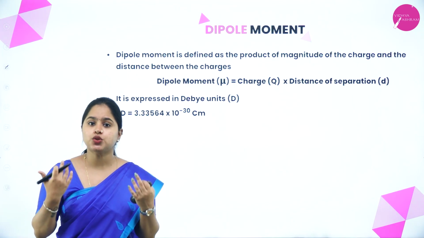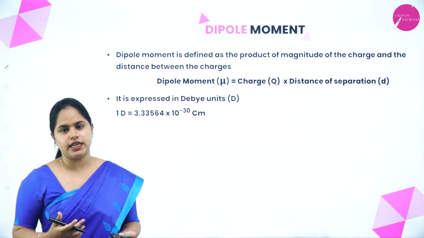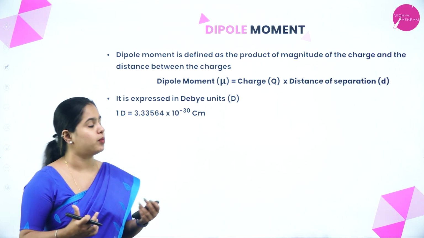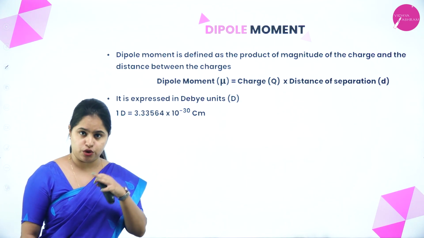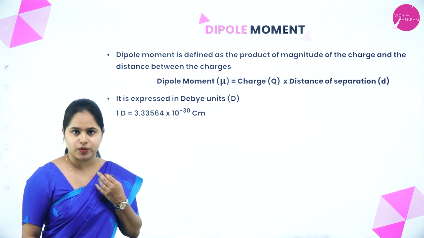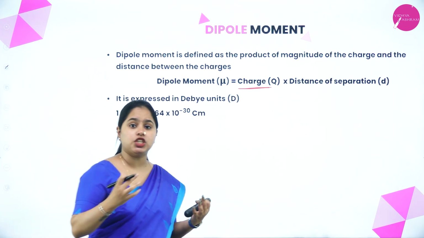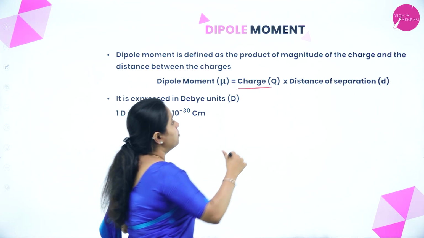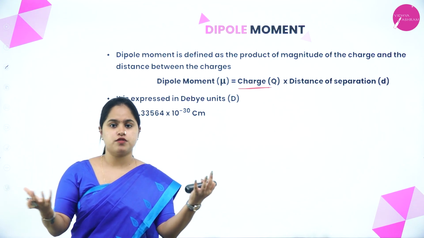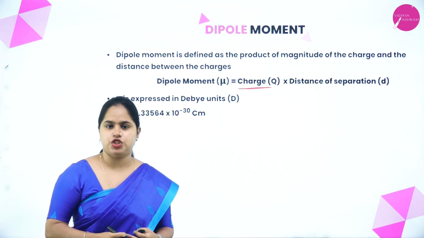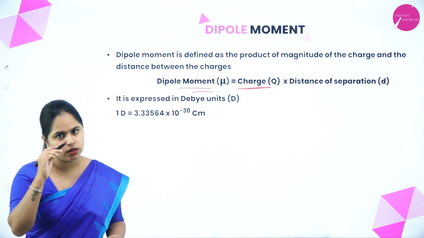So associated to that dipole, a dipole moment will be there. You already have studied this in physics, how to calculate dipole moment. Yes, dipole moment is defined as the product of magnitude of the charge and the distance between the charges, right? It is equal to the charge, that is charge present on the atom, multiplied by the distance of separation. Yes, the distance of separation between these two charges. So that gives you the dipole moment, which is represented by the symbol mu.